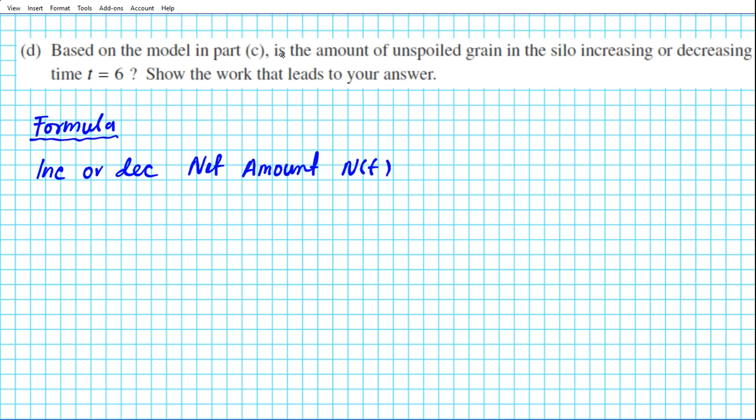Well, we're told based on part C is the amount of unspoiled grain. How do you find the unspoiled grain? The amount of unspoiled grain is the same thing as the net amount. Why? Because to get the amount of unspoiled grain, you have to subtract the amount of spoiled grains from the amount of grains added. Okay, so the amount of unspoiled grain is equivalent to the net amount. All right. So increasing or decreasing net amount N of t is equal to what?